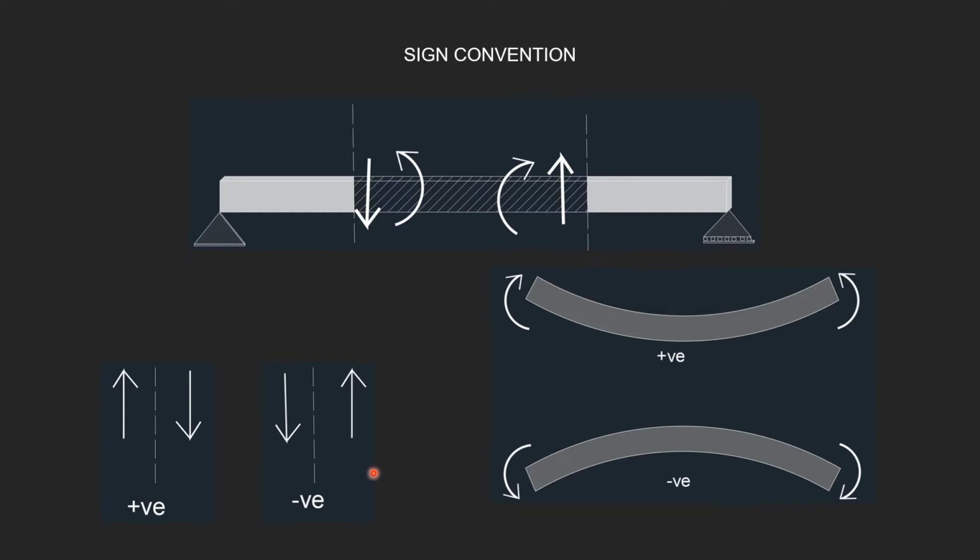In the case of bending moment, sagging is considered positive. So the loads which lead to a clockwise moment at the left of the section and an anti-clockwise moment at the right of the section produce a positive bending moment. Similarly, the loads which lead to an anti-clockwise moment at the left of the section and a clockwise moment at the right of the section both produce a negative bending moment.